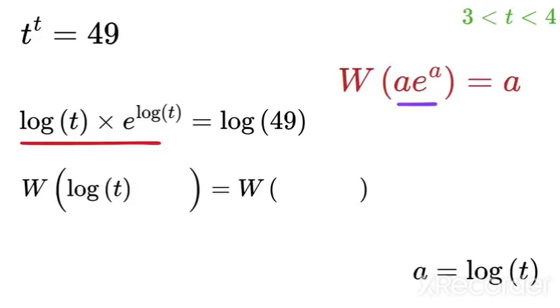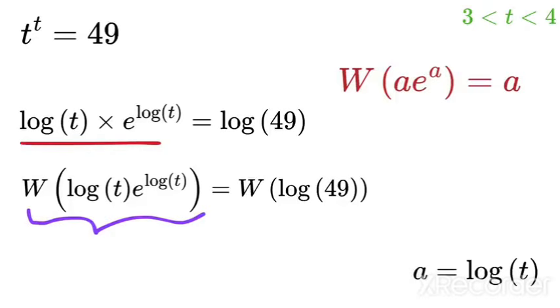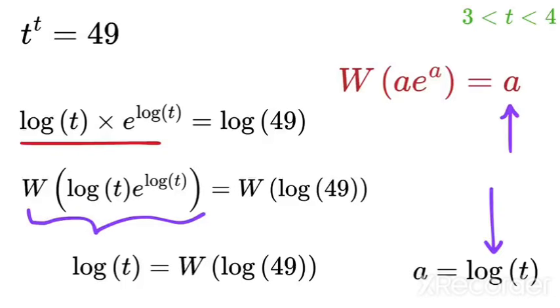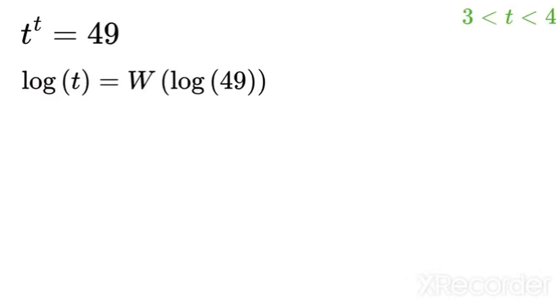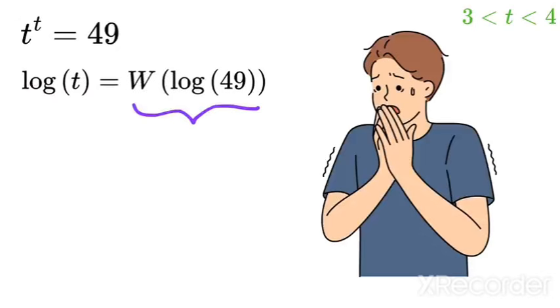This gives us W of log t times e raised to the log of t equals W of natural log of 49. What will be the value of this function? This value will be the same as a, which will be the log of t itself, and this will be equal to W of log of 49. Now, do not be scared about this right-hand side. This log of 49 is a constant, and this is also a constant.